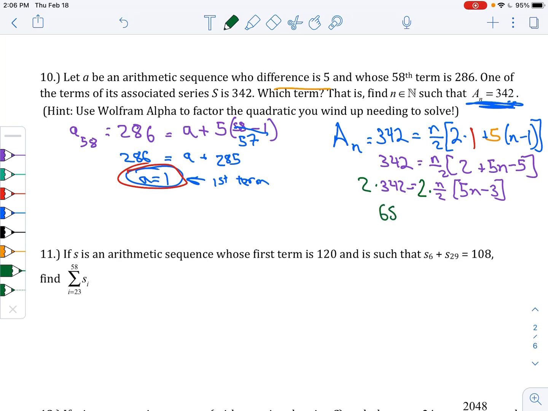So I have 684 equals, and that's going to cancel. And now I've got n times 5n minus 3. So n times 5n is 5n squared minus 3n. And I now have a quadratic, which is going to be pretty tough to factor, which is why I gave you the hint to say, hey, use WolframAlpha to factor the quadratic you wind up needing to solve.